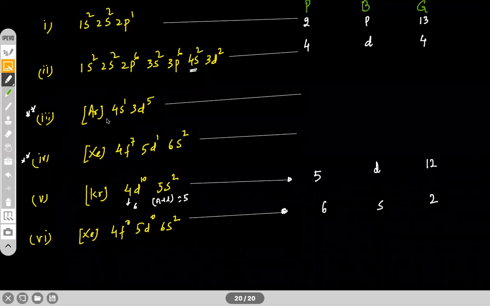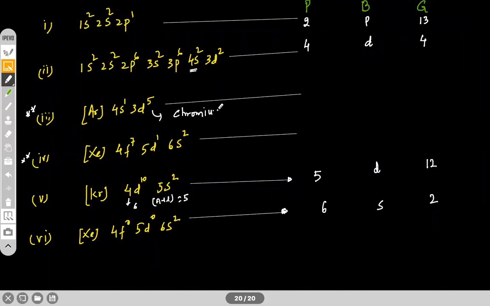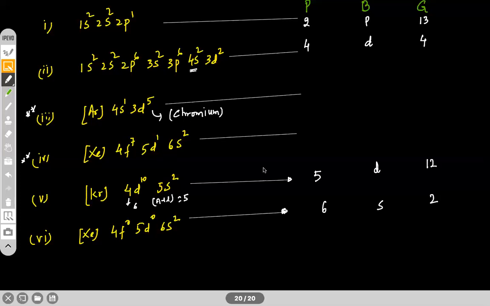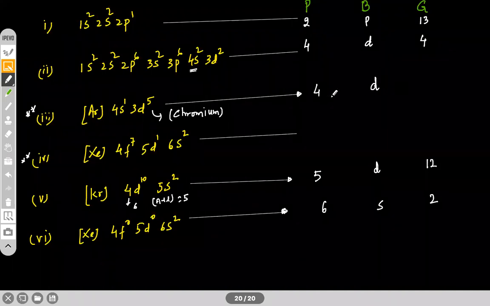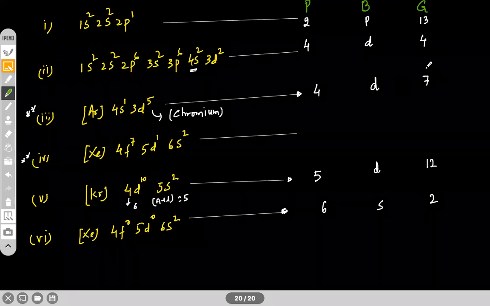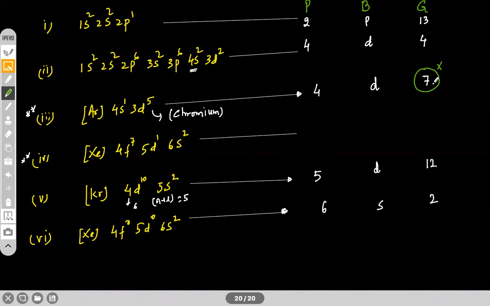This atom is chromium, and for chromium and copper, we have exceptional electronic configuration. So if you apply the D block rule, you'll get it wrong here. I'll show you how. First of all, the period is 4, right? Block is D. But if you find out the group, it would be 5 electrons plus 2, which is 7. But this is not correct, because 7 is not the group of chromium.